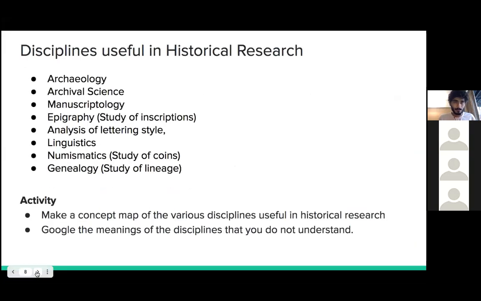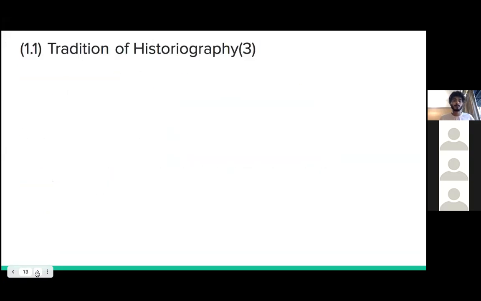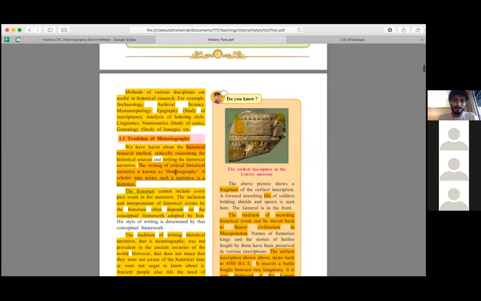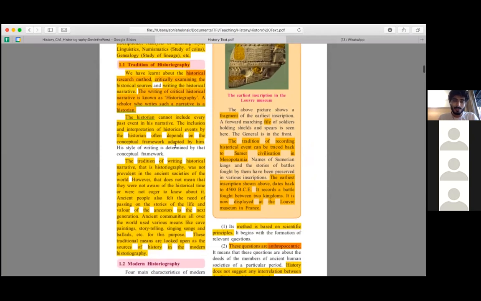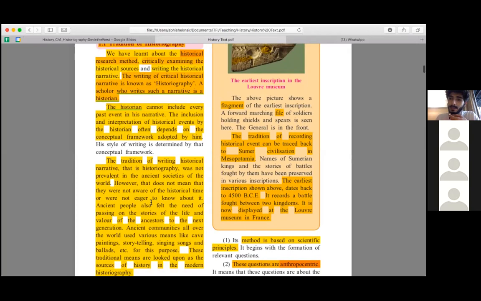Yeah, so this is all, we've done that last time. So today we're going to be doing the tradition of historiography. We'll start with that, 1.1. There are 3 paragraphs. If you've seen in the textbook, or let me show that to you so that we don't have any problems and confusion. So if you look at the textbook, right? So this is tradition of historiography. Now in this, you'll notice there are 3 paragraphs.